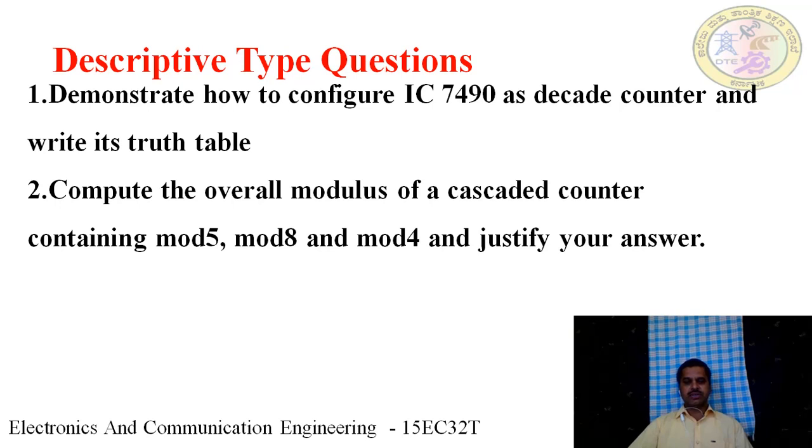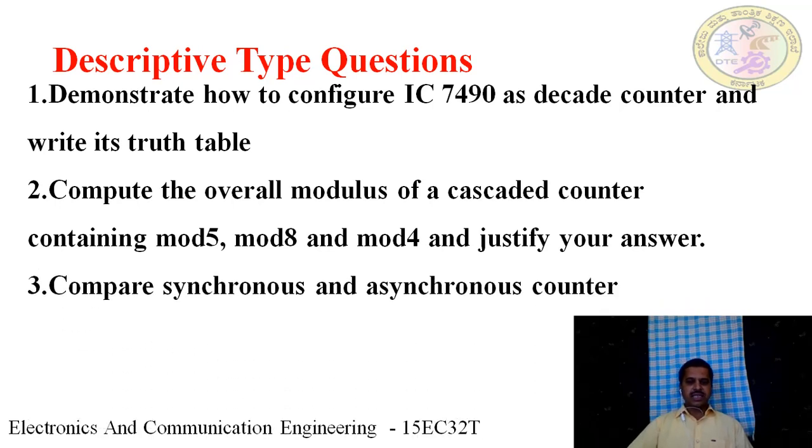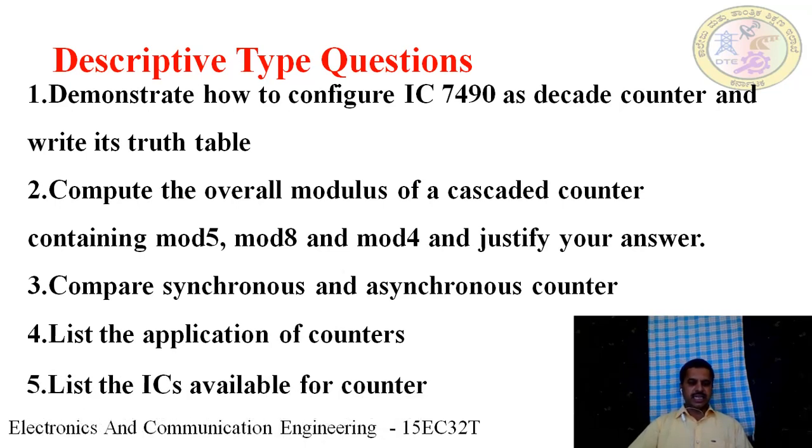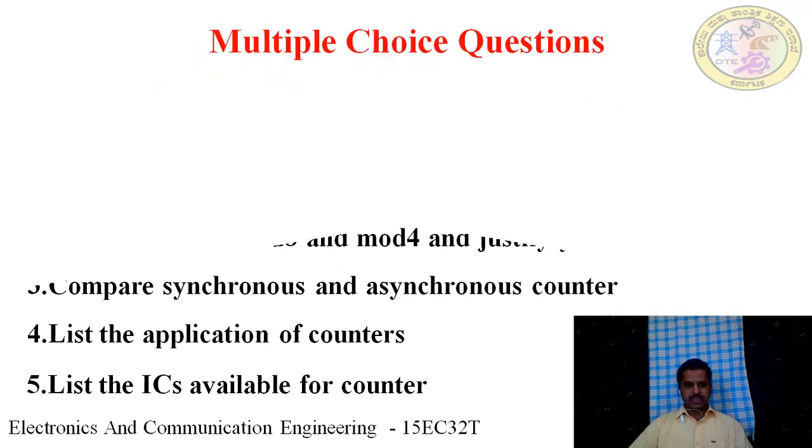5 into 8 is 40, 40 into 4 is 160. That is mod 160. Compare synchronous and asynchronous counters, what you have studied, and list the applications of the counter. These are the possible questions you may get in the examination. Also, list the ICs available for counters.